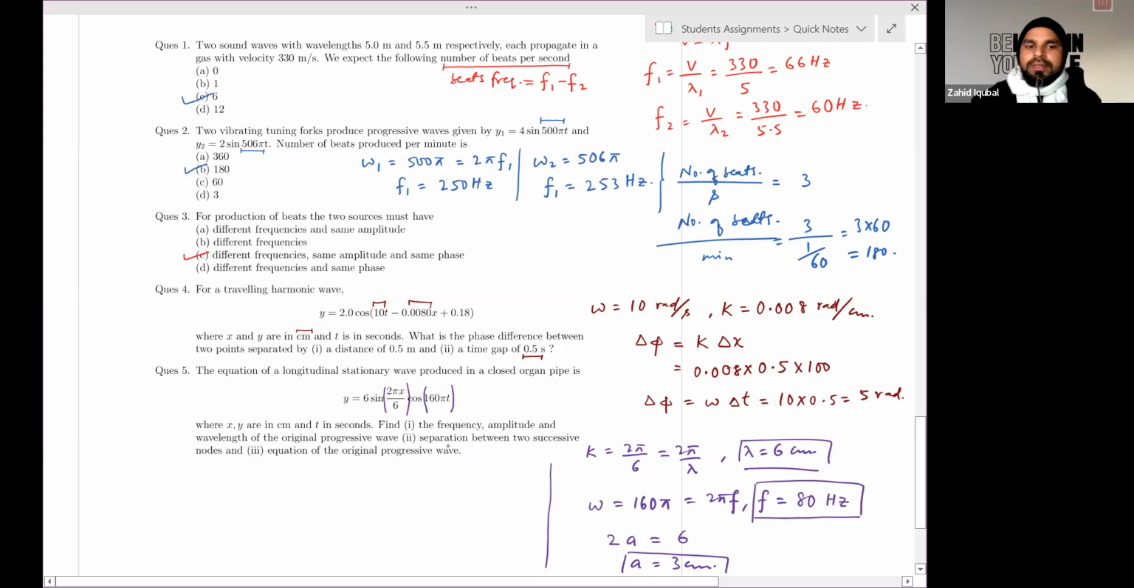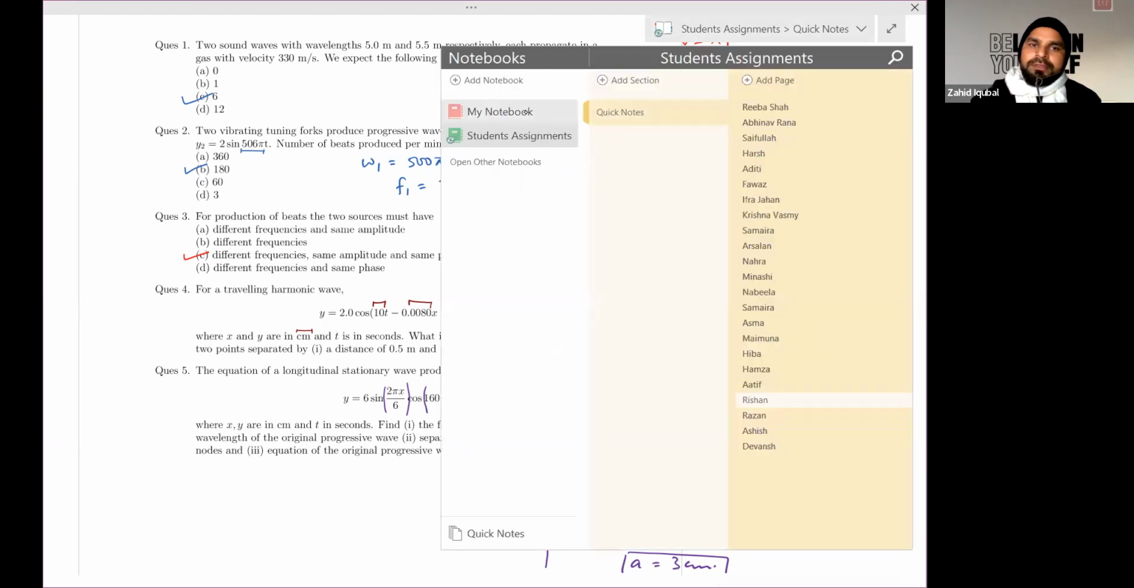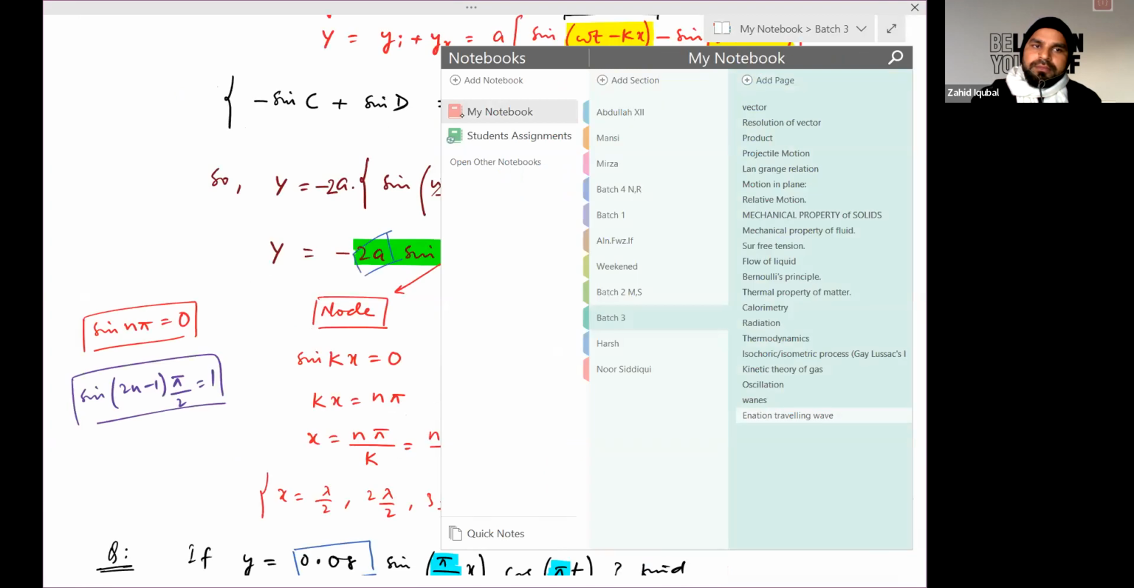Question number 2, separation between two successive nodes. How to calculate the separation between two successive nodes? Let me just show you.